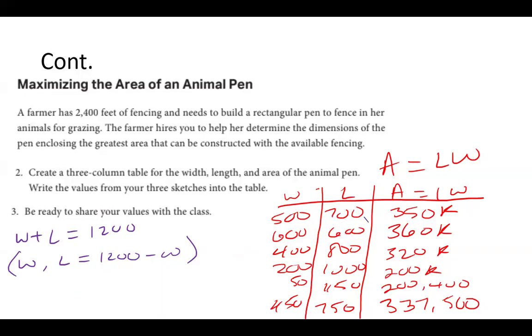Erase that little random speck. If we had 400, 1200 minus 400 is 800. We have 200, 1200 minus 200 is 1000. Do y'all see that relationship?